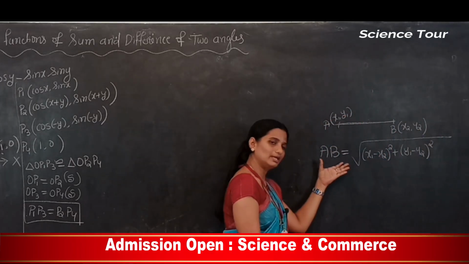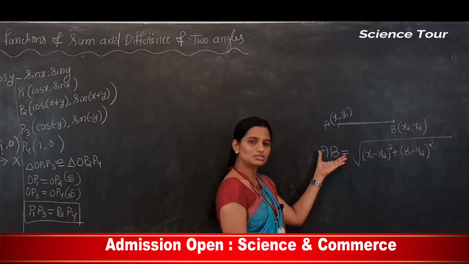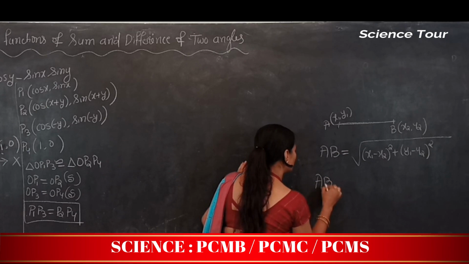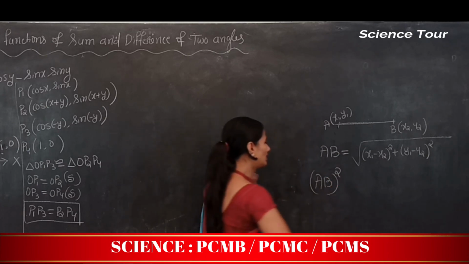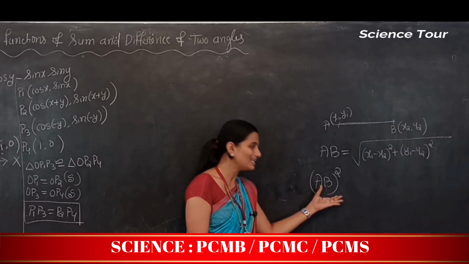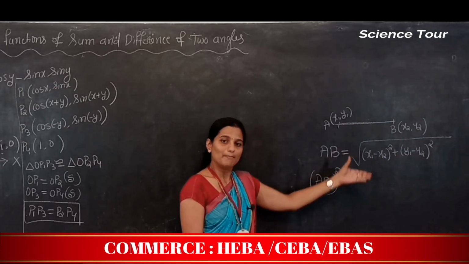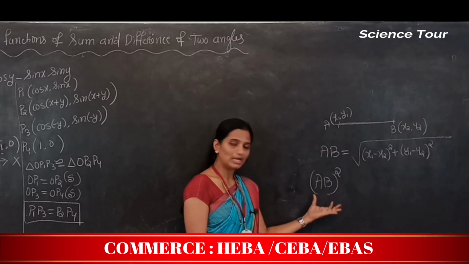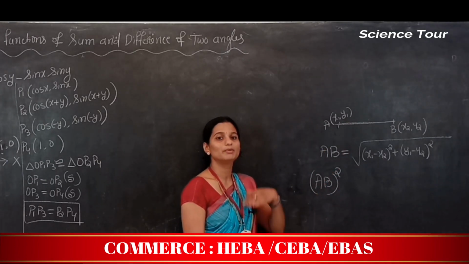So now this is your distance formula. Suppose I write AB square. What is the value of AB square from this one? How to get AB square from this? By taking square on both sides. So I took square for AB, that comes as AB square.